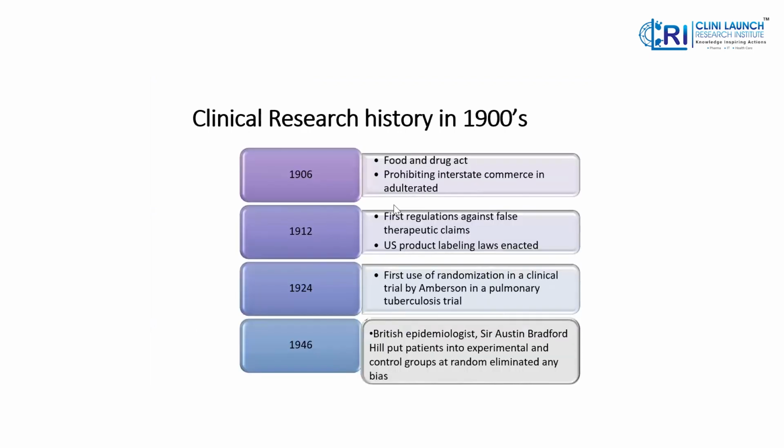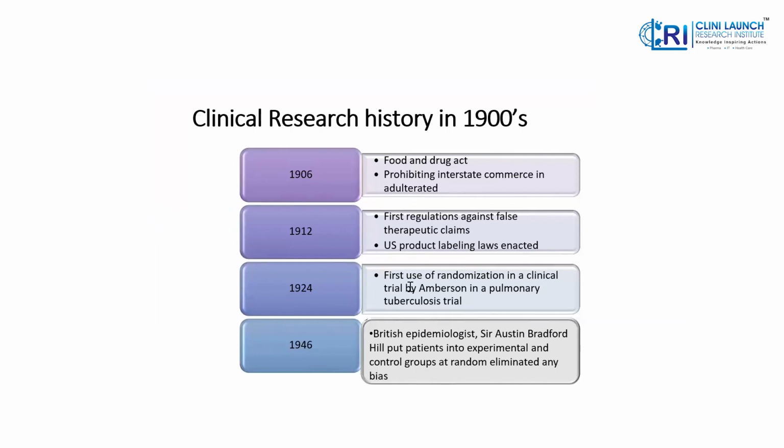Then in 1906, first we have the Food and Drug Act, which prohibited interstate commerce in adulterated products. Then in 1912, we have the first regulation against false therapeutic claims. If they can't make any false therapeutic claims, labeling should be there, so US product labeling laws were enacted. Whatever is in the medicine or the product should be mentioned on the label.